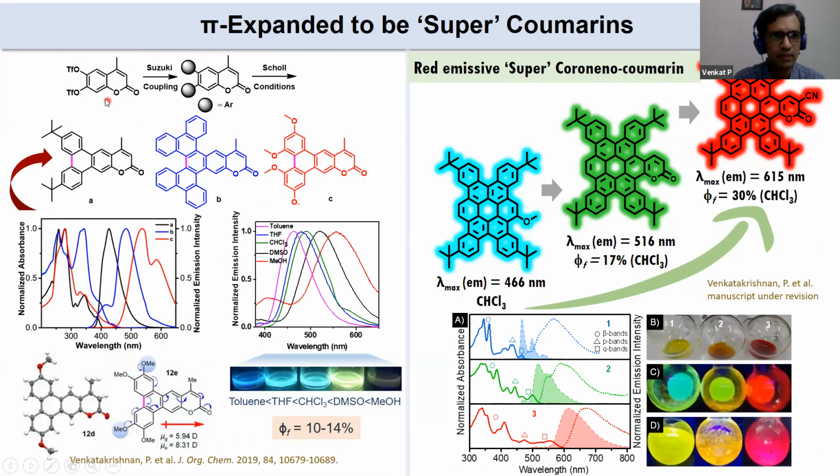Keeping that aspect in mind, we started to build the skeleton appropriately and then accomplished the Scholl reaction onto this coumarin. We could achieve colors starting from blue to yellow and all the way up to red by simply fine-tuning the functional groups and tuning the design so as to achieve a large polycyclic aromatic hydrocarbon embedded onto coumarin. So you could see the solutions are emissive, and also the solids are luminescent, and one could construct such kind of molecules using the Scholl reaction strategy.